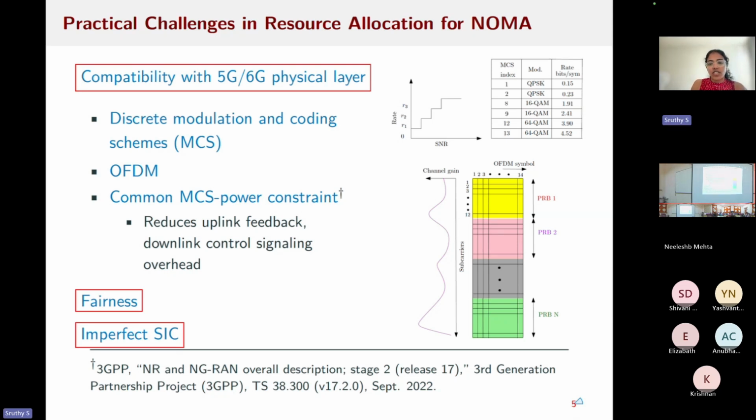Another practical challenge is the imperfection of successive interference cancellation. In practice, decoding can never be perfect. There can be errors, and these errors will propagate through the stages of successive interference cancellation. Therefore, to design a good and efficient resource allocation algorithm for NOMA, we have to consider all these factors jointly.